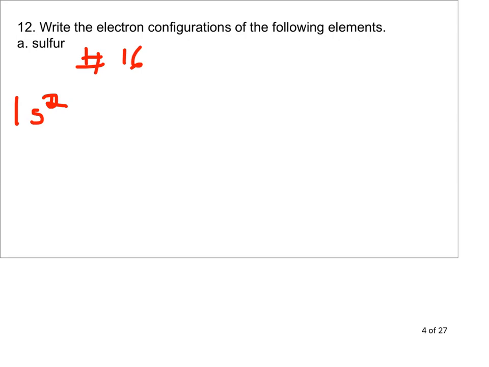Take care of first period, second period. We got 2s2. That takes us up through beryllium on our periodic table. And then we got 2p6. And we get to energy level 3, or period 3, which defines sulfur. And we use a 3s2. And then sulfur is the fourth one over in that p box, so 3p4.